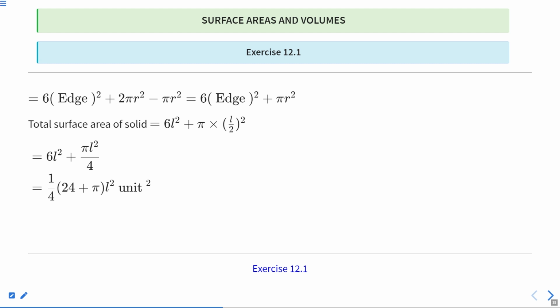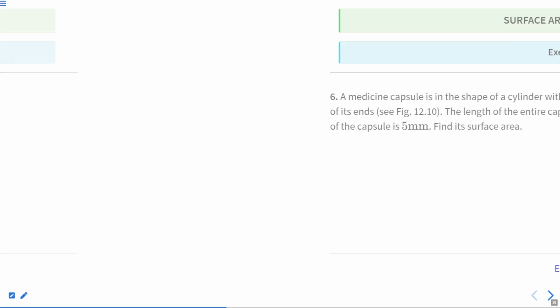the edge of the cubical block is equal to l. Okay, and here we find the radius of the hemisphere is l by 2. So the total surface area of the solid is equal to 6 times l square plus pi times l by 2 whole square, which is equal to 6 times l square plus pi l square by 4, and this is equal to 1 by 4 times (24 plus pi) times l square unit square. So the total surface area of the solid is 1 by 4 times (24 plus pi) times l square. And now let us move to the next question.